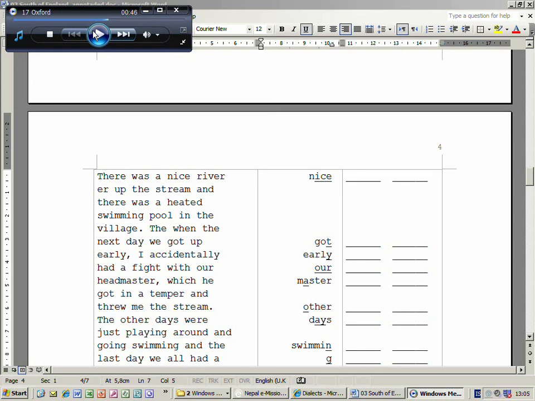In a temper and threw me in the stream. The other days were just playing around and... I think we got it very clear. The other. Not really other, it's like an older, more old-fashioned non-London strut.